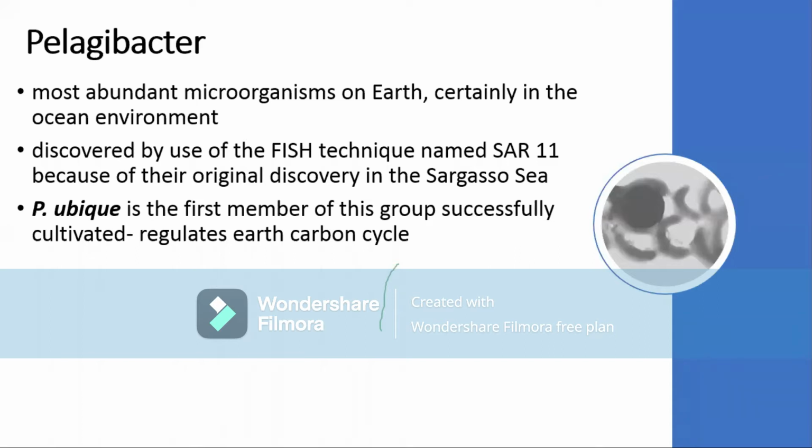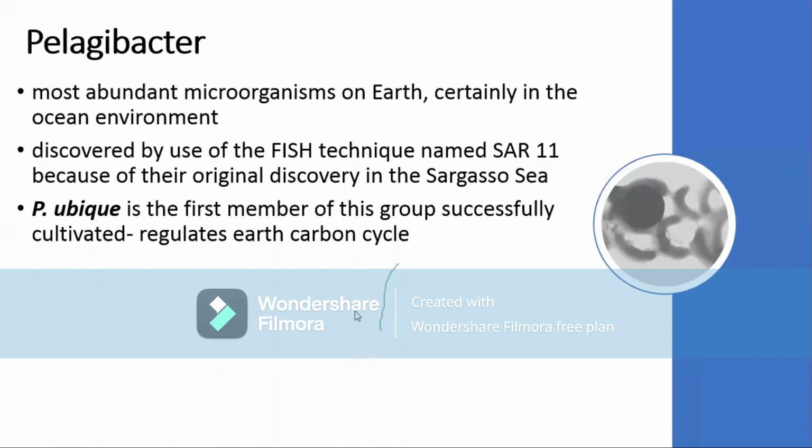So this group, most of the members, they are not culturable because they require a very unique combination of nutrients which we are unable to provide them in the lab. So that's why we cannot cultivate them. But this is the member that can be successfully cultivated. It's the first member, and it regulates the earth carbon cycle.